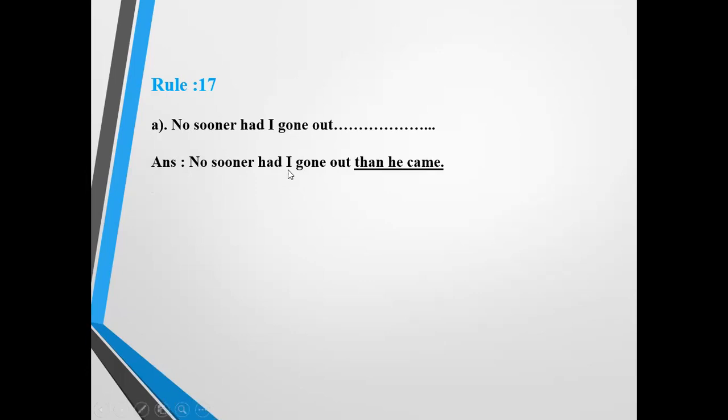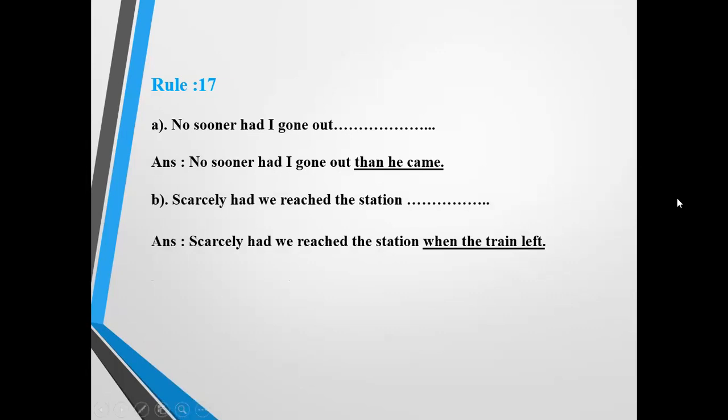Here after had, gone is used, and this is the past participle form of go, and after than, came is used, this is the past tense of come. B. Scarcely had I reached the station dash. Answer: scarcely had I reached the station when the train left. Here, reached is used after had. This is the past participle of reach, and left is used after when. Left is the past tense of leave.